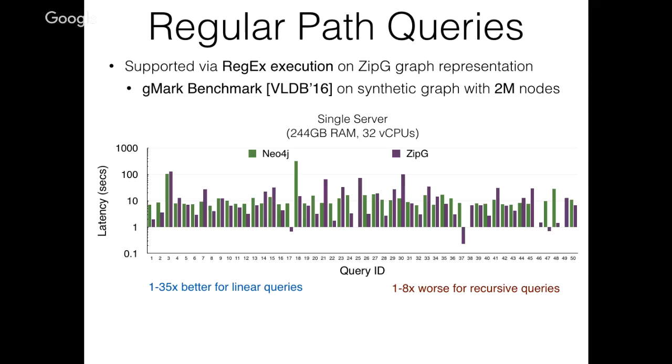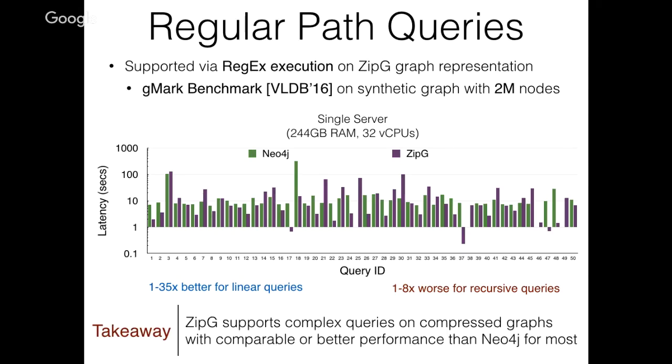And this is mainly because ZipG uses a single-threaded transitive closure algorithm to compute these recursive queries. We believe that we can optimize this transitive closure algorithm to get better performance. But the main takeaway here is that ZipG supports a wide range of complex queries on compressed graphs, with performance that is comparable to or better than Neo4j for a large subset of these queries.